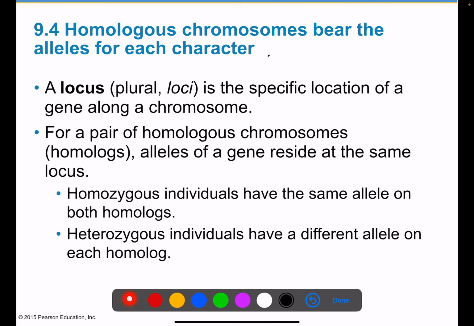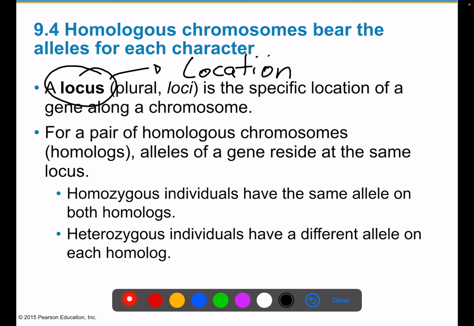Okay, let's move on to other vocabulary. What does it mean when we say locus? That means location. And you might see that on exam number 3. So just know that locus is location. And I'm going to show you in the next slide what I mean by that. You also learned, as vocabulary, that to be homozygous means that individuals have the same allele, and to be heterozygous, the individual has 2 different alleles. So just remember that going forward.